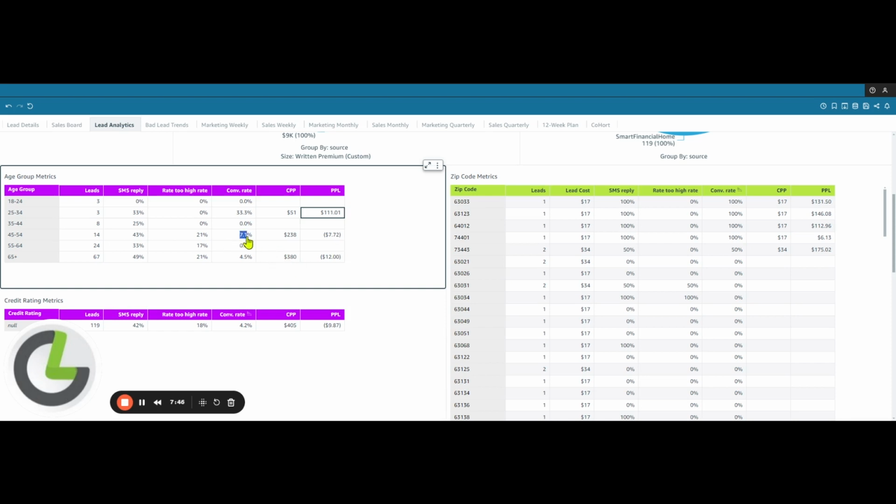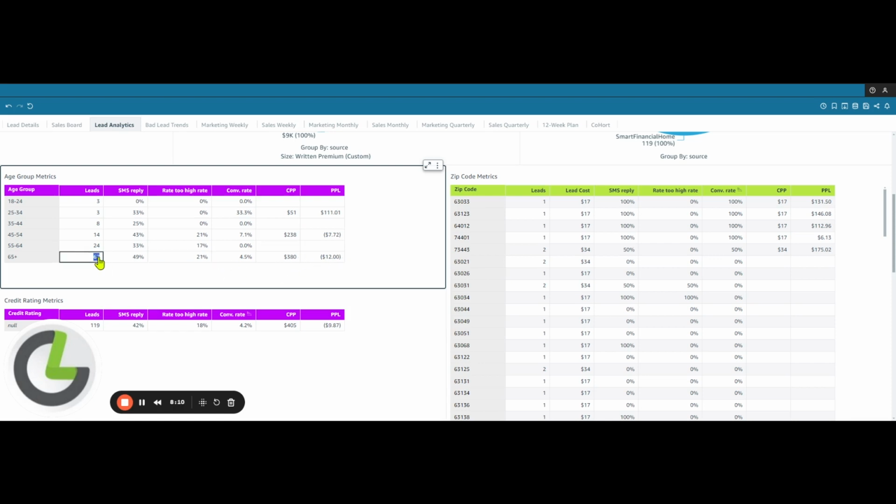Also, something to keep an eye on. I like the conversion rate in this age group, but we are losing money, and this doesn't count renewals or anything, so we might be comfortable with that, and we could fall back to see if we're comfortable with that cost per policy as well. However, with people that are 65 plus, they are really engaging, but our rate is too high most of the time, and it's a little more expensive.